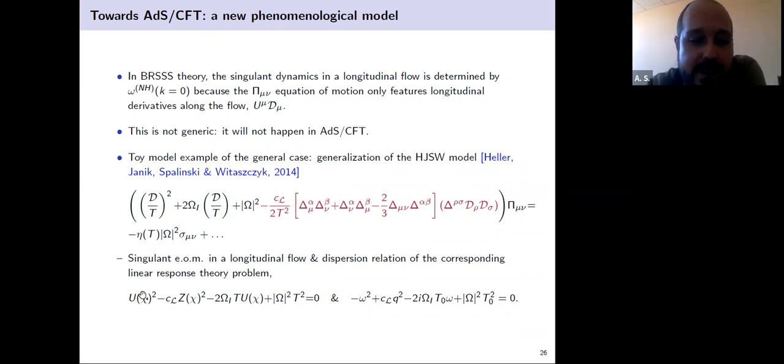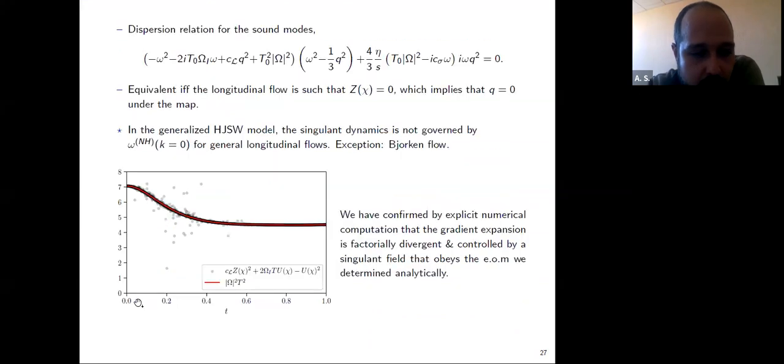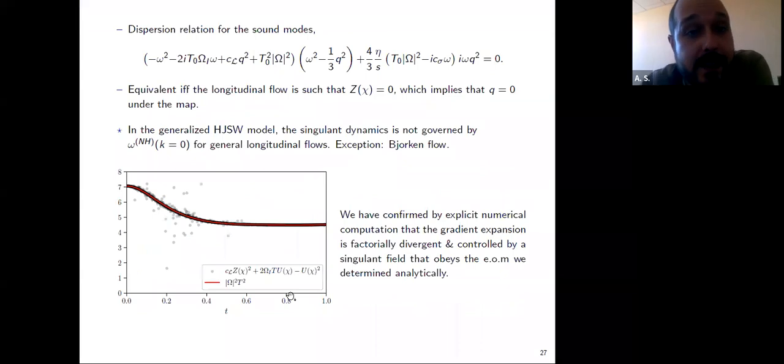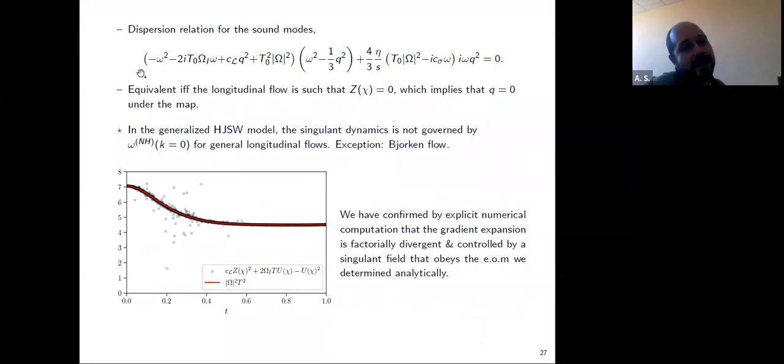Okay, so you can apply the general set of rules giving you the singulant equation of motion, and you would find that in this theory, the singulant equation of motion is going to take this form. Sorry, where u of chi is just the longitudinal derivative of chi, and z of chi is z mu partial mu chi, where z is a vector field which is unit-normalized, purely transverse and orthogonal to u. So this is the singulant equation of motion. This is the dispersion relation coming from the associated linear response problem. You can see that they are equivalent under this map that I mentioned. But now in this theory, the sound modes are going to obey this dispersion relation. And the sound modes evaluated at zero momentum are only going to be equivalent to the singulant equation of motion provided that this vector field acting on the singulant is zero.